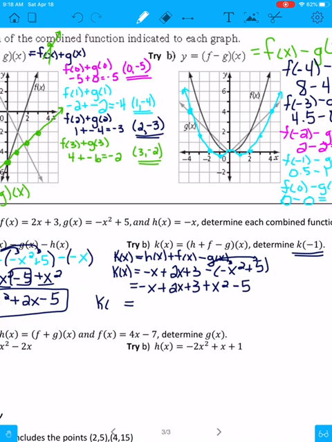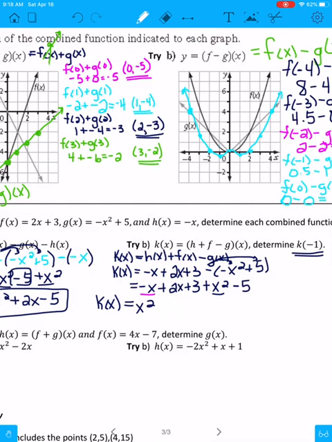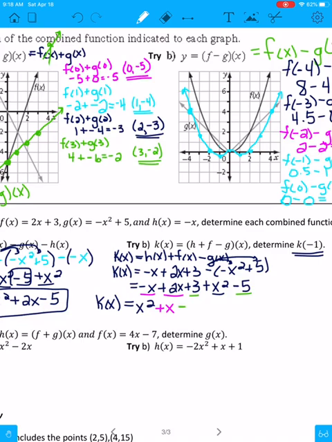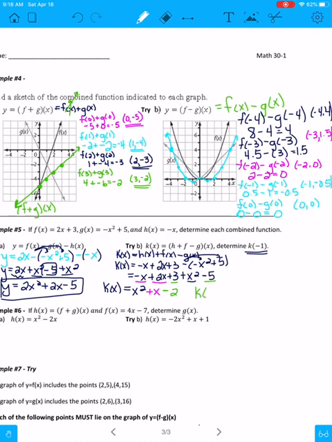So we're going to get k of x equals, collect like terms, x squared, minus x plus 2x is plus x, plus 3 minus 5 is minus 2. And then we can find k of negative 1 equals negative 1 squared plus negative 1 minus 2. Negative 1 squared is 1. Minus 1 minus 2 is actually negative 2.